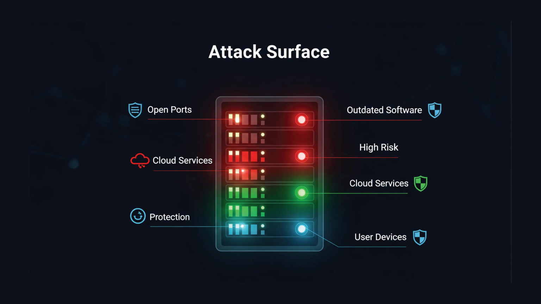Attack surface means how many openings a system exposes. The more entry points a system leaves open, the larger its attack surface becomes. A hacker doesn't go everywhere. They go where the system is weak.